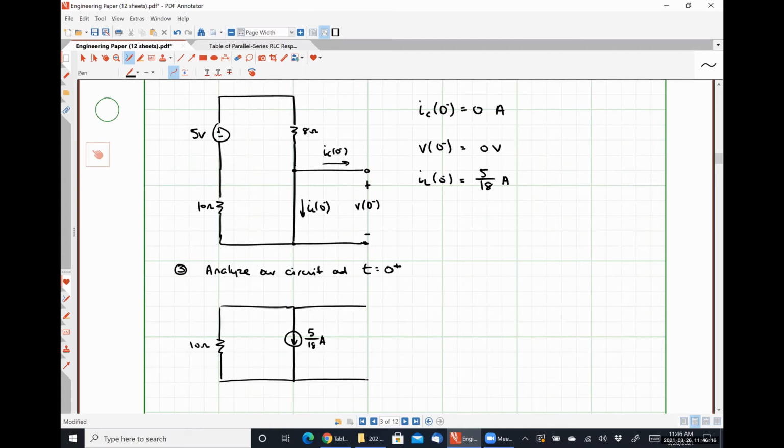The voltage drop over a capacitor cannot change abruptly. So what should I replace that with in this particular example? A short circuit, because V was 0, so I need to force a 0-volt drop, which is a short circuit. So here is IC at 0 plus. That is literally the only quantity that's going to change. So IC at 0 plus is going to be something. We know that V at 0 plus has to continue to be 0 volts, and IL at 0 plus has to continue to be 5/18 of an amp.